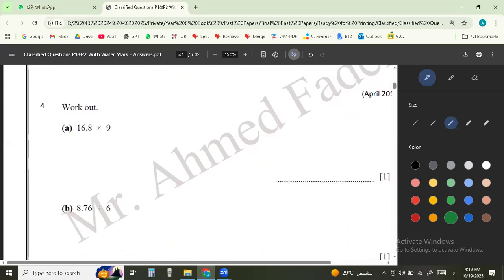16.8 multiplied by 9 equals, I'm going to ignore the decimal point, 168 times 9. 9 times 8 is 72. 9 times 6 is 54, and 7 is 61. Then 9 times 1 is 9, and 6 is going to be 15. So 1,512. But I have one decimal place in the question, so it is 151.2. One decimal place in the answer.